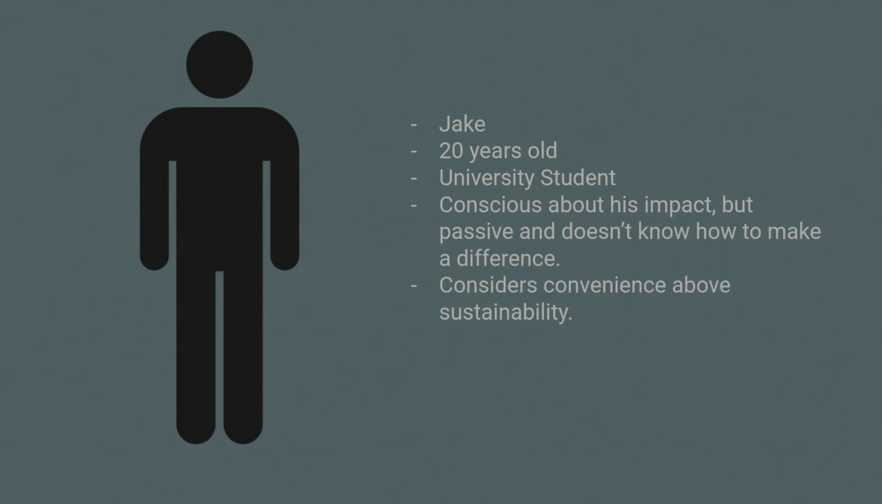So to begin our design thinking on how we're going to counter the problems within biodiversity, to give us a way to focus in, we have created Jake. Now Jake is 20 years old. Jake is a university student, and he's conscious about the impact he has, a bit, but he's pretty passive because he doesn't really know how he's going to make a difference in this world to improve the environment. And he considers his own convenience over sustainability. To create that image, let's walk you through what Jake's average day would be like.